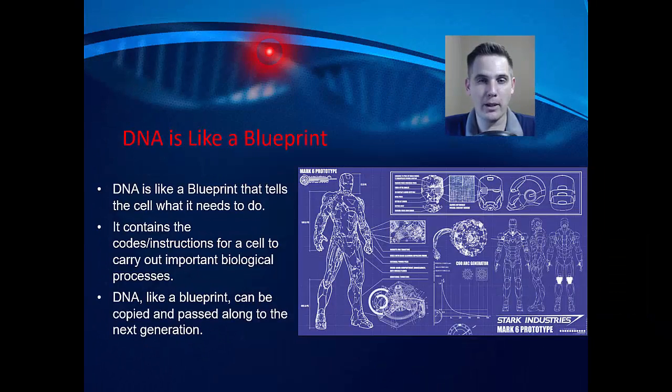Now, the reason why I compare it to a blueprint is because DNA, again, tells the cells what they need to do and how they need to do it. All the instructions for how a cell completes the function it was created for is contained in that DNA. But DNA, just like a blueprint, has to be able to be copied and passed on to others so that future cells can continue to follow the same instructions so that the same job can get done over and over again in the same way without fail.